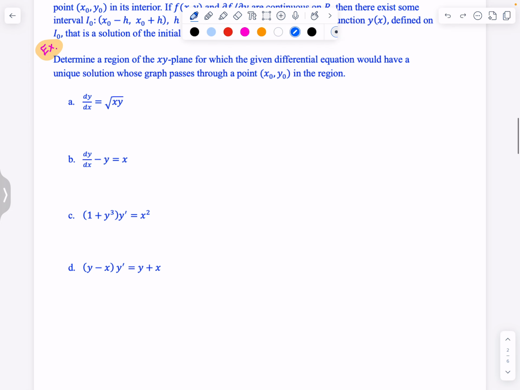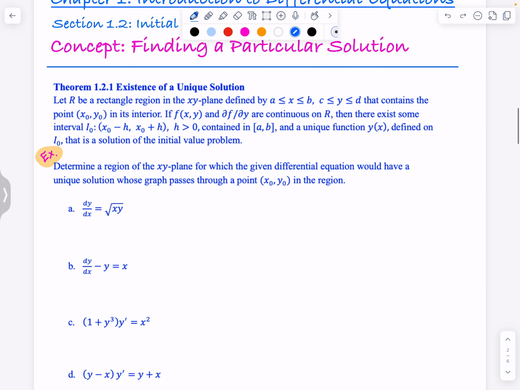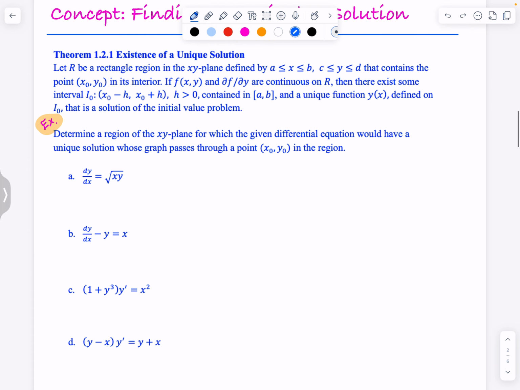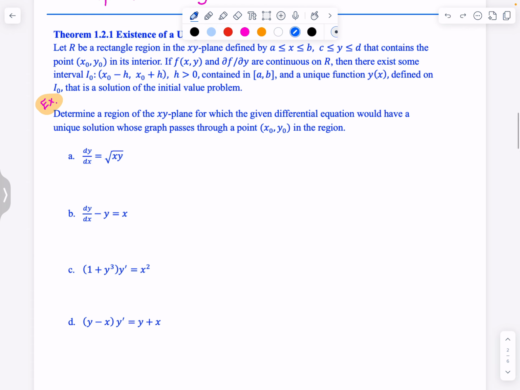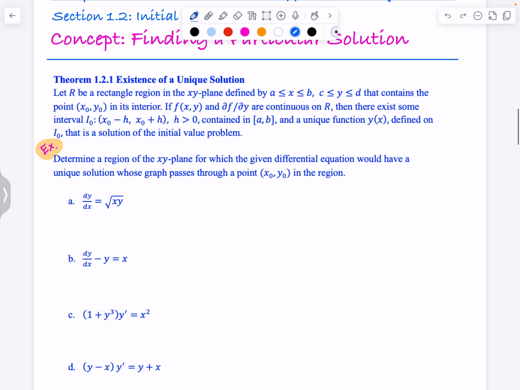I have a couple things here, the existence of a unique solution, and then we'll cut this section. I think we only need 2 videos, maybe 3. Okay, so theorem 1.21, existence of a unique solution. I think this is pretty crazy.